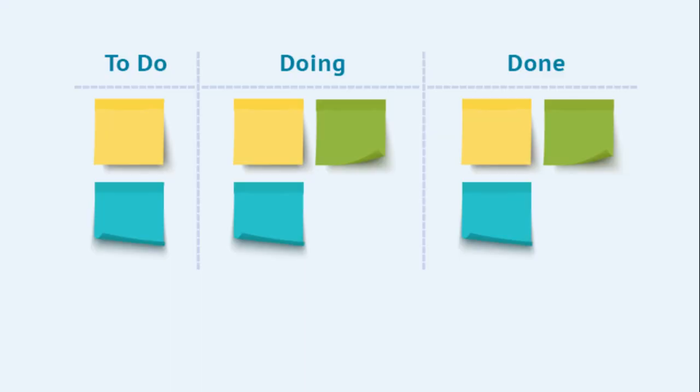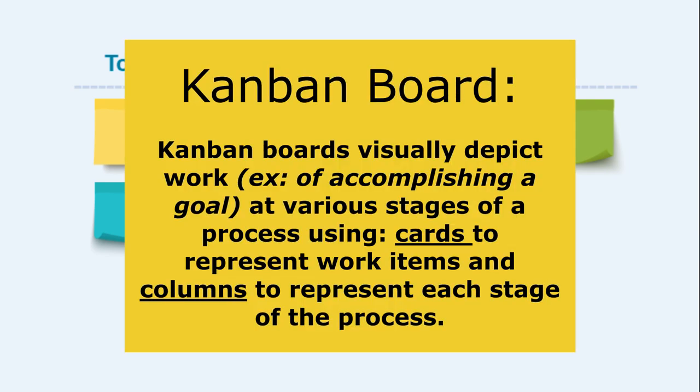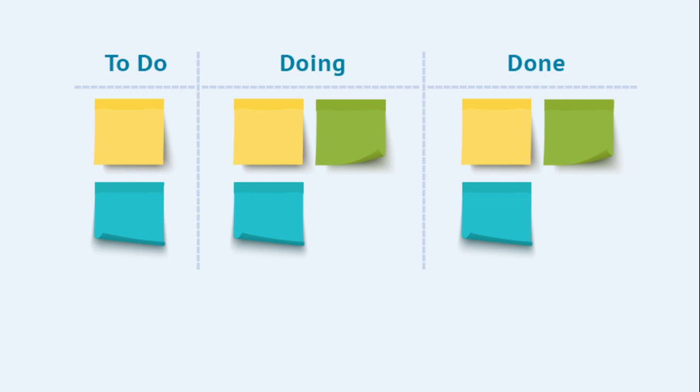First, for anyone who is like me and has no idea what a Kanban board is, according to Wikipedia, Kanban boards visually depict work at various stages of the process. And I would just insert in there, they visually depict the work of accomplishing a goal at the different stages. And they use mainly two things. First, cards to represent work items or tasks to accomplish that goal, and columns to represent each stage of the process. And the process, most simply, is usually one, a to-do list, two, a doing list, and three, a done list. And you can see how that just progresses in what you usually do anyway.